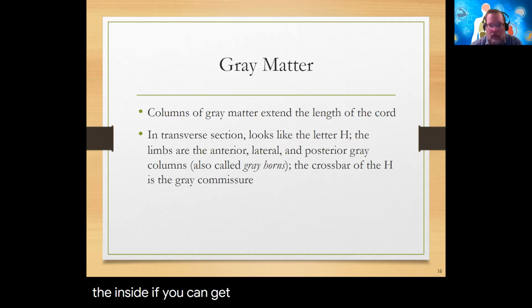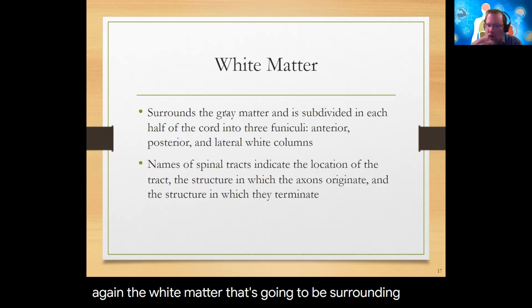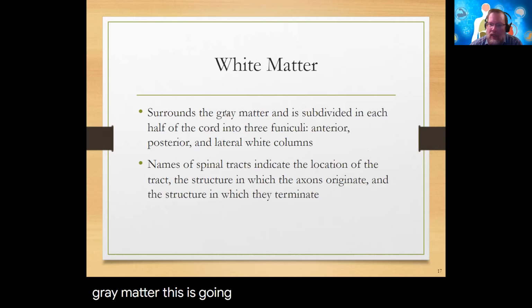Okay, if you can get that, you're good to go. And it does again kind of look like a letter H. Okay, and then again, the white matter that's going to be surrounding the gray matter, this is going to be kind of the insulator. It's indicative of myelin, one of the fatty insulators that we need to speed transmission of impulses.